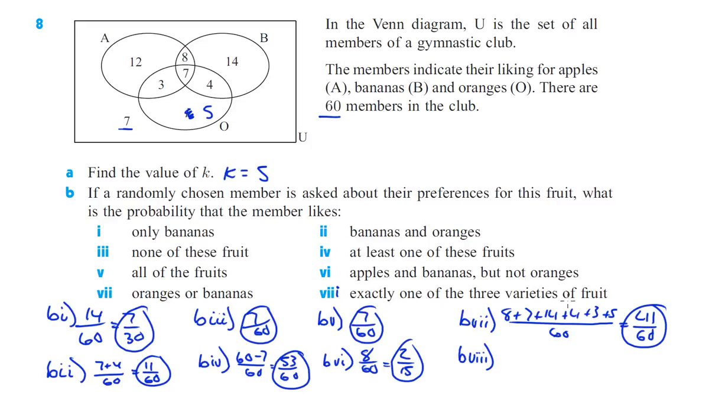So this is B part 8. Exactly one of the 3 varieties of fruit. So that's going to be this, this, and this, all those people. Because these people like just apples, those people like just bananas, and those people like just oranges. So we've got 12 plus 14 plus 5 all over 60. So that's, let's see, 12, 22, 26, 31 out of 60 total there.